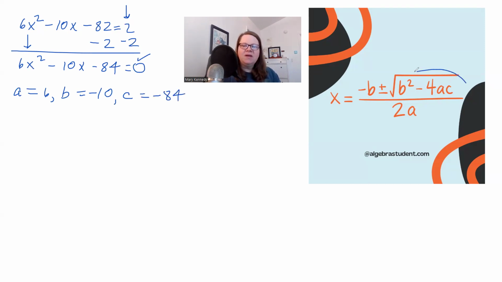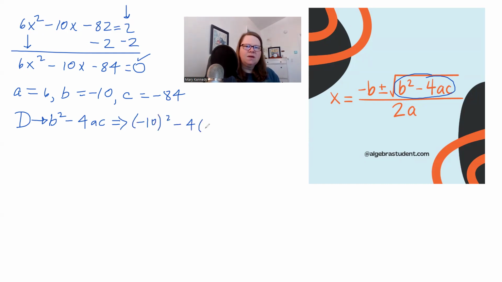Now, the formula over here looks pretty big and complicated, right? This part underneath the radical is called the discriminant, and that's what we're going to find next. So I'm going to put a capital D for discriminant, B squared minus 4AC. Okay, so B's negative 10, so negative 10 squared minus 4 times A times C.